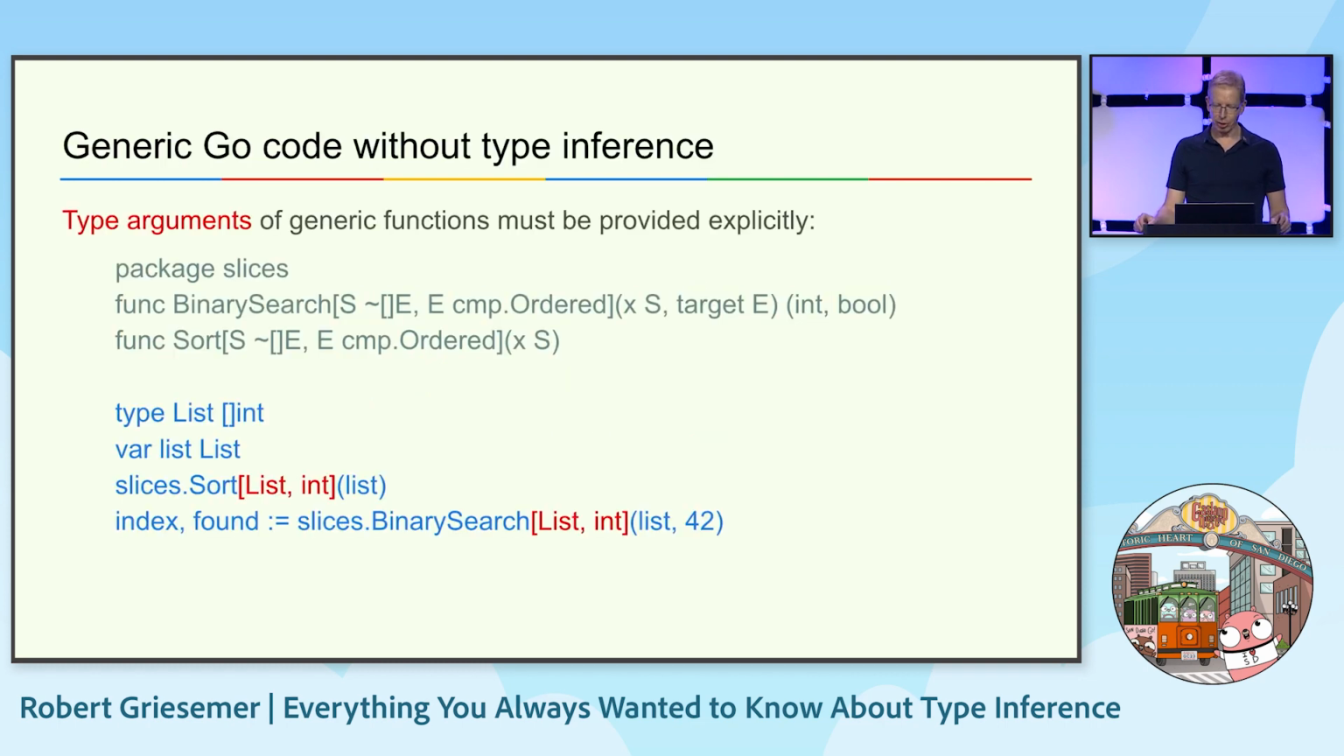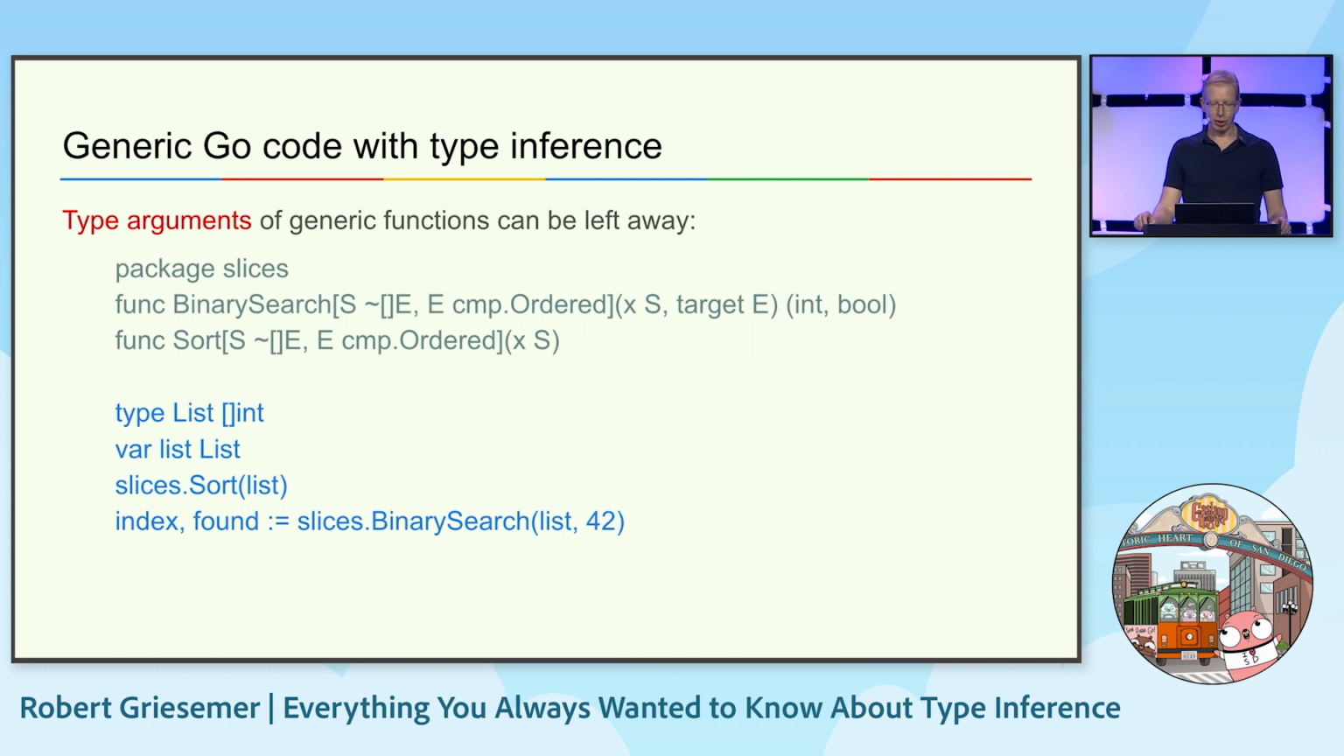With generic code, we have the potential to significantly increase the amount of types that appear in the code. Without type inference, each generic function and each type instantiation requires type arguments, and being able to leave them away becomes even more important. Here's an example that's using the new slices package used without type inference. Highlighted in red are the explicit type arguments that need to be passed to sort and binary search. And of course, we would prefer not to have to write those.